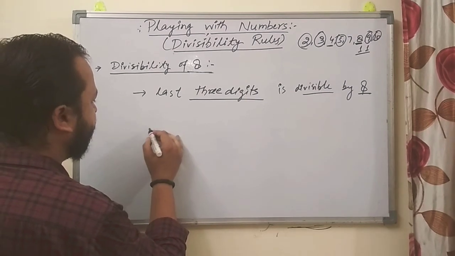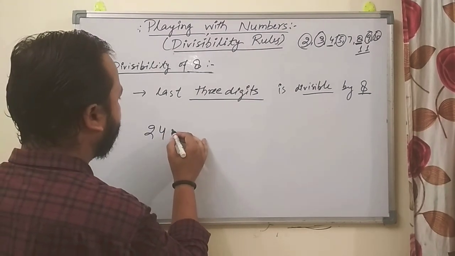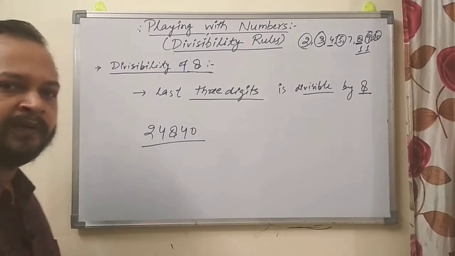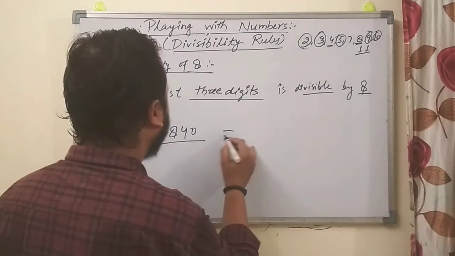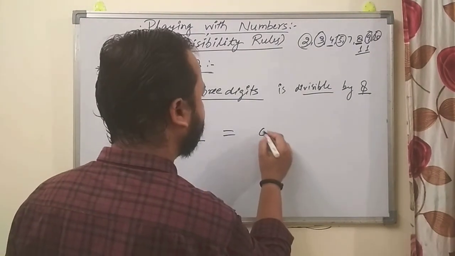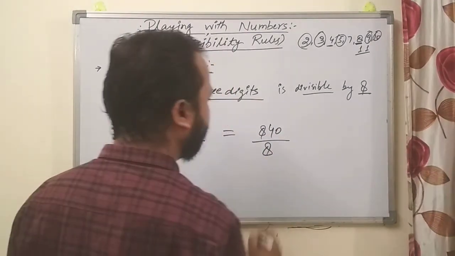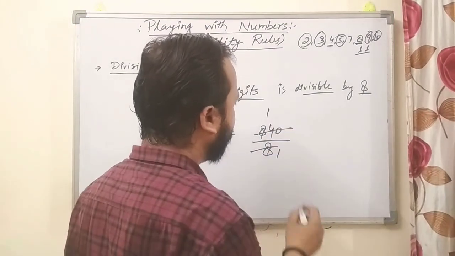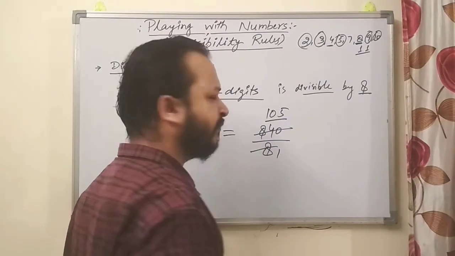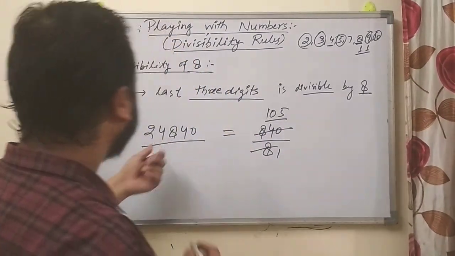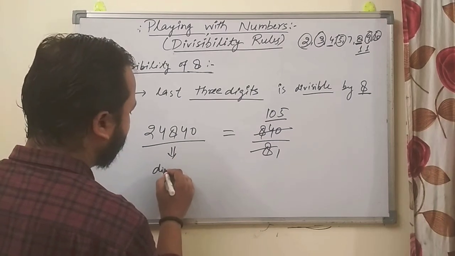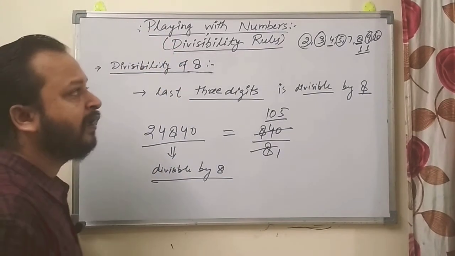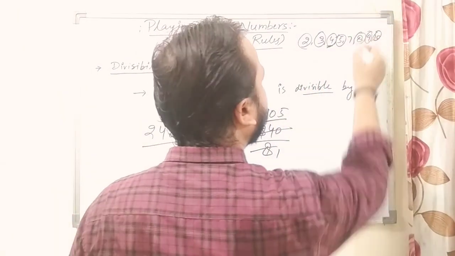Suppose we are taking an example, 24840, right? The last three digits are 840, and if you divide it by 8, 8 1 is 8, 0, 8 5 is 40. So it means this number is divisible by 8, right? So this we have also done.